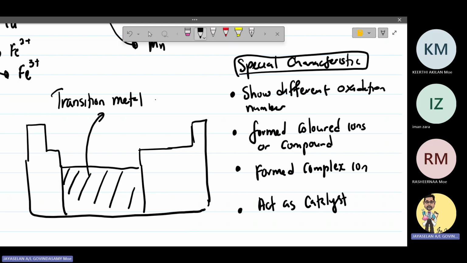It is in my book, so make sure you remember. What is the special characteristic of transition metal? This is Form 4 revision. Transition metal shows different oxidation number. They form colored ion or colored compound. They form complex ion. They act as catalyst. Remember it like this and I will give you 2 questions, try to do them.